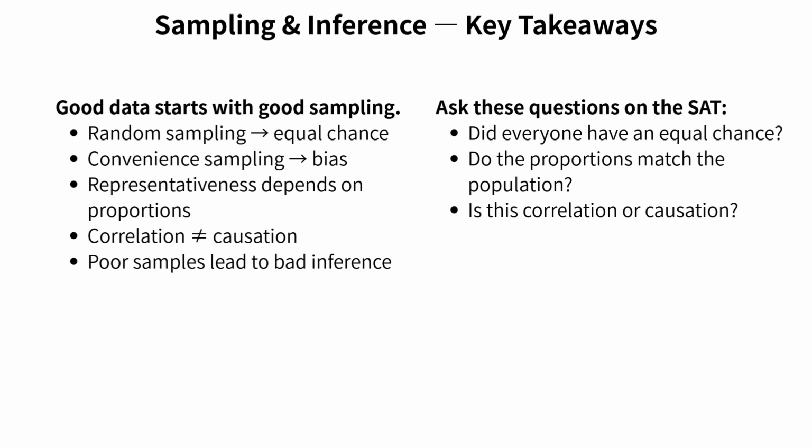Now, how do you apply this on the SAT? The right side of the slide shows 3 questions you should always ask yourself. Question 1. Did everyone have an equal chance? If not, it's probably not random sampling. Question 2. Do the proportions match the population? If not, the sample is not representative, even if it's large. Question 3. Is this correlation or causation? If the data only shows association, you cannot claim cause and effect without more evidence. Keep these 3 questions in mind, because in the practice problems, we'll use them to justify every answer.